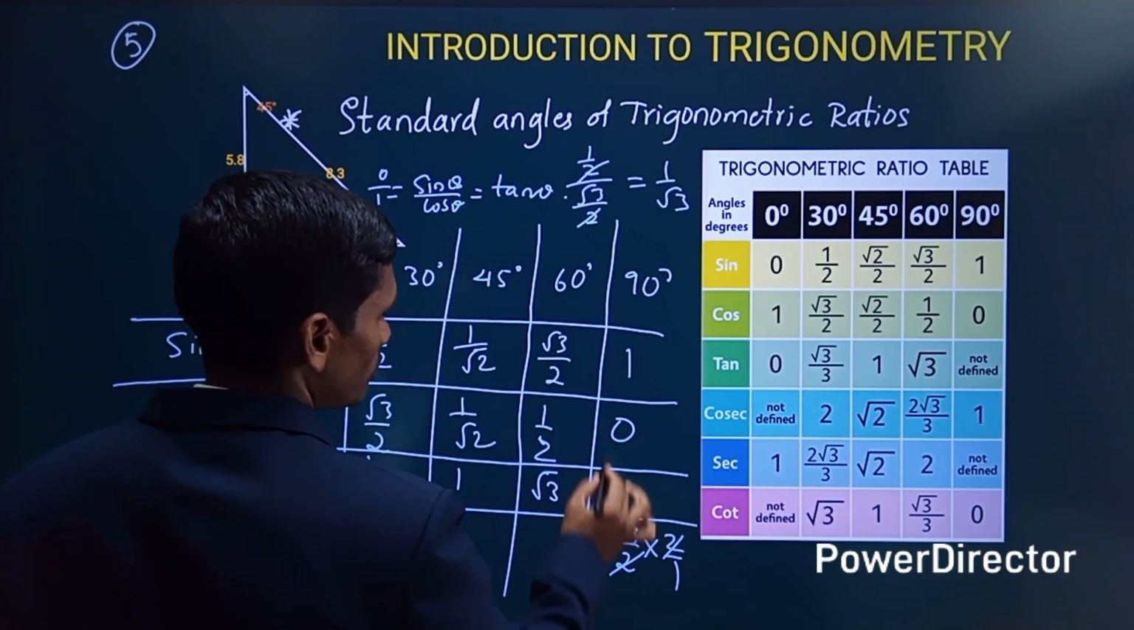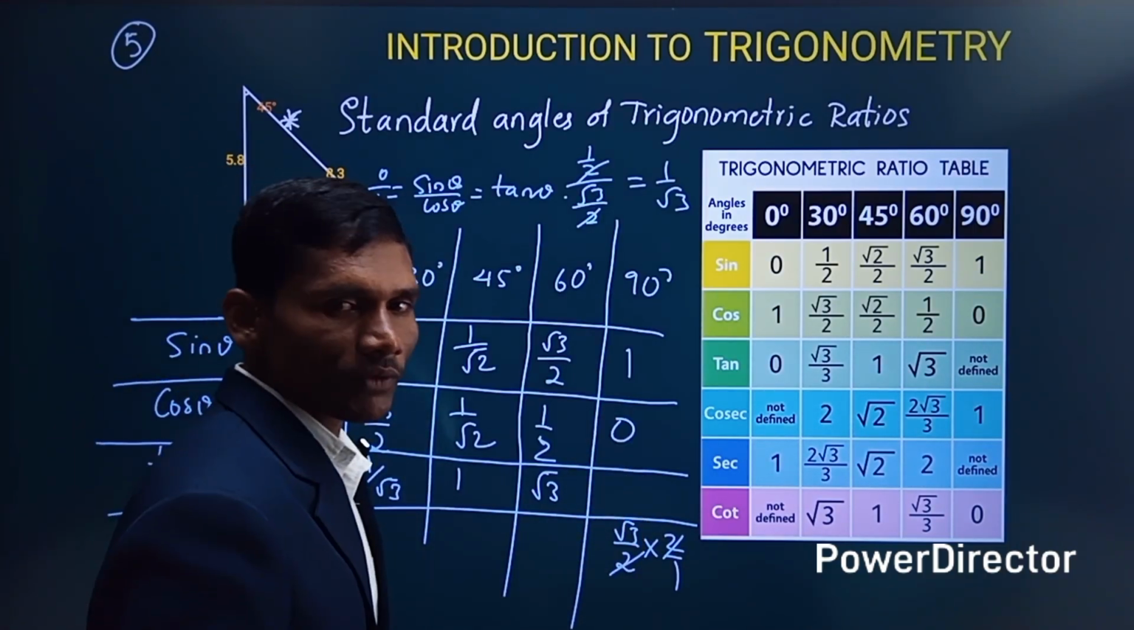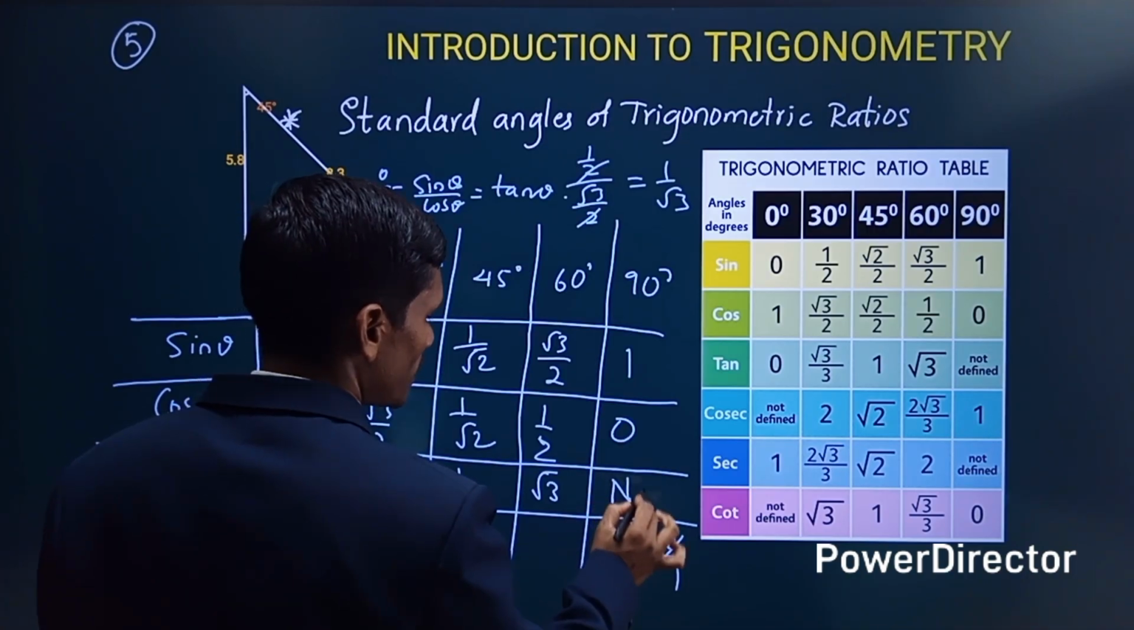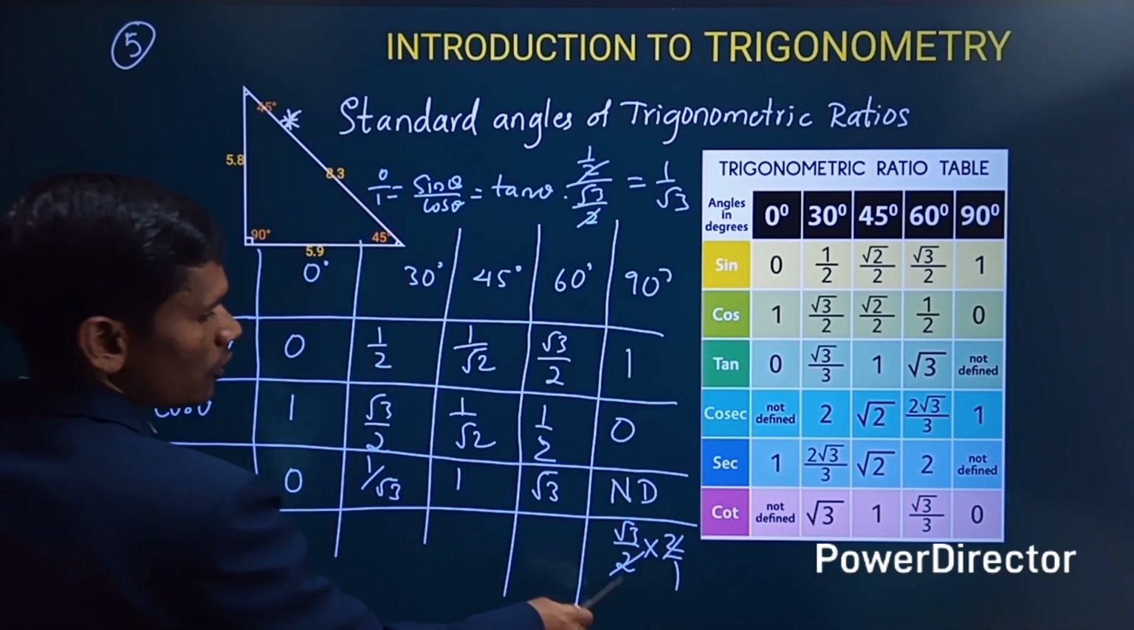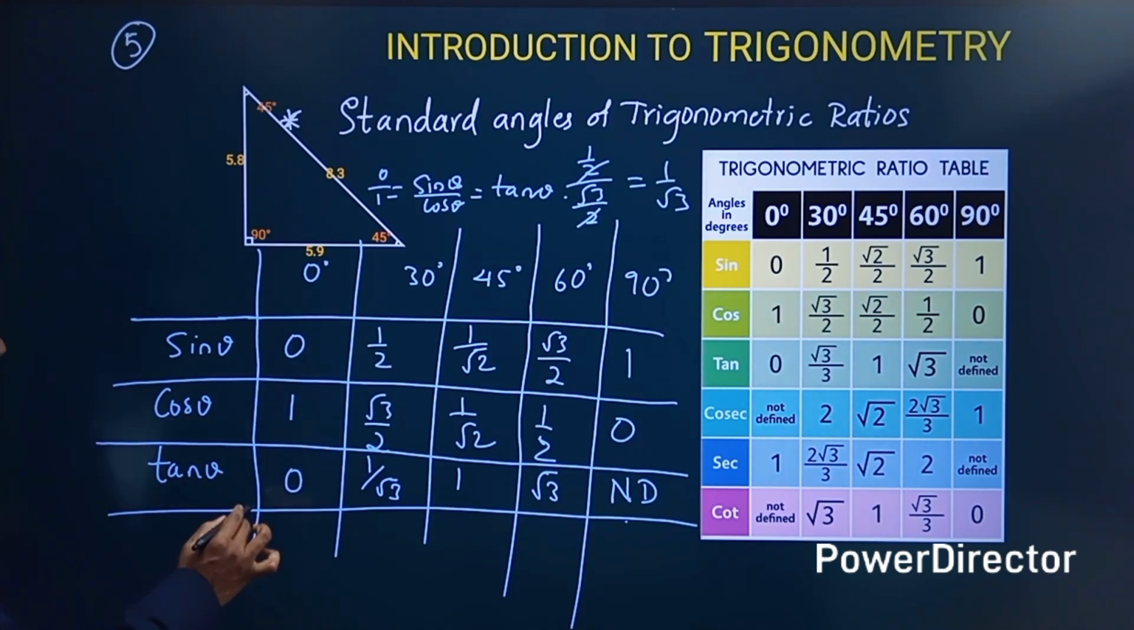Next comes what? Here 1 upon 0. 1 upon 0 means if you are dividing any number by 0, that is going to be undefined. So that is why we can say not defined, right? Once you know all these tricks to write this, the rest are just reciprocals.